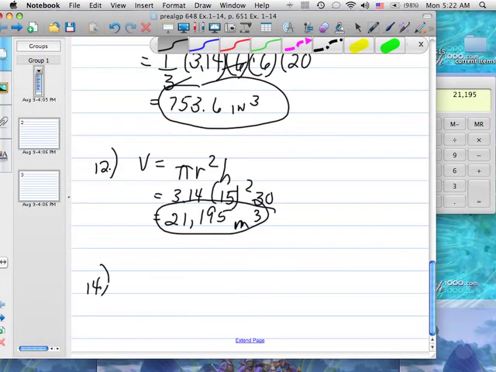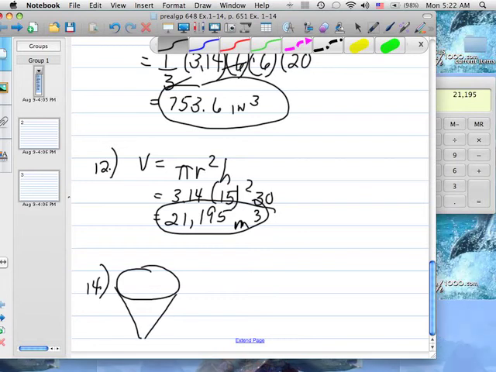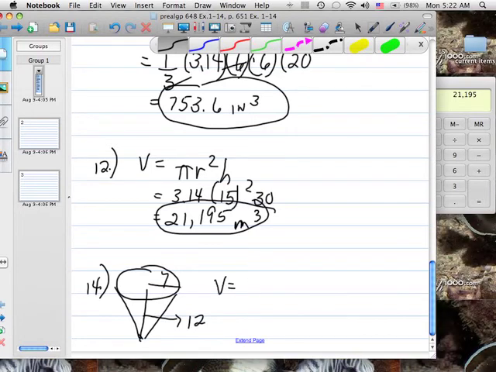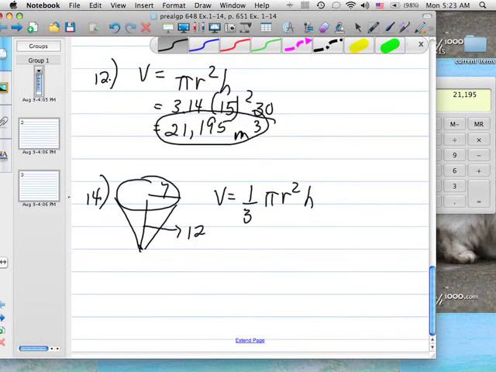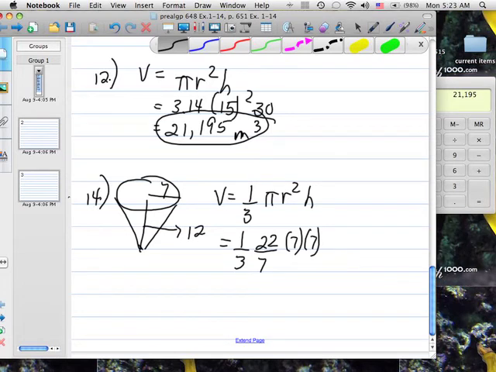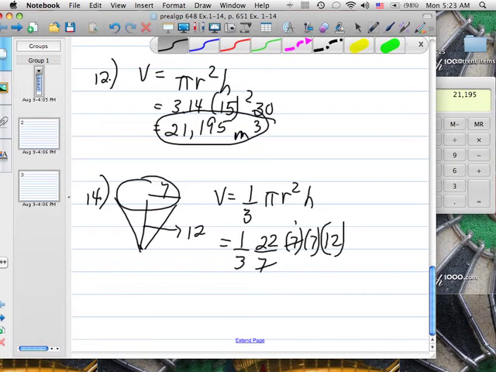Problem number 14 says the height of a funnel. And a funnel looks like this. So the height of the funnel is 12, and the radius of the base is 7. So we're finding the volume of a cone. So it's 1/3 pi r squared times the height. Since the 7 is divisible by 7, we're going to use 22/7, and I'm going to write the 7 twice and times it by 12, because I can see the 7 is going to cancel and the 3 is going to cancel.